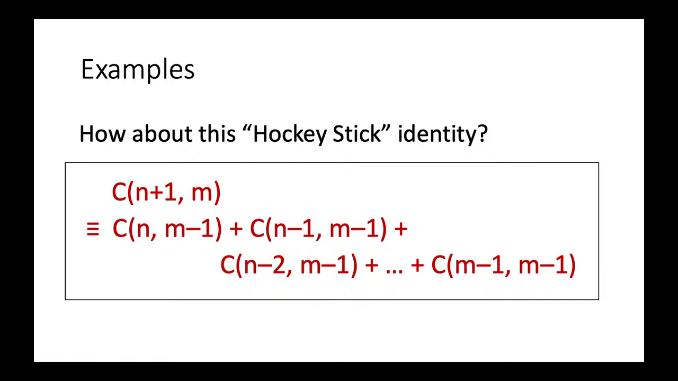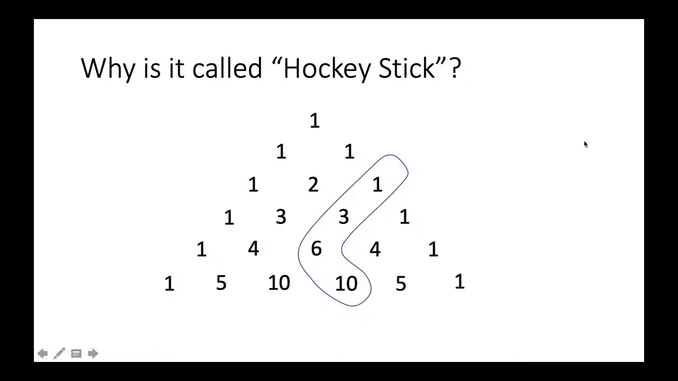So first of all, before we understand why this is correct, let's understand why we call this a hockey stick identity. Basically, this is the Pascal triangle that includes all the combinatorial terms. So 1, and then 1, 1, and then 1, 2, 1, and then 1, 3, 3, 1, 1, 4, 6, 4, 1 and so forth. So the hockey stick identity says that if you want to get a particular term, let's say this term 10 here, we can go leftward one entry to the previous row and then add up all these along the way. So 1 plus 3 plus 6 will be equal to 10.